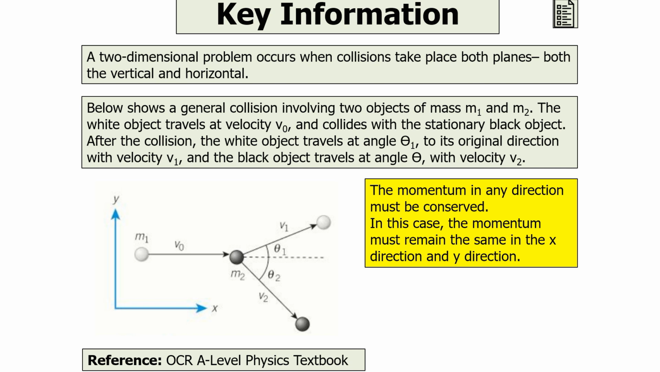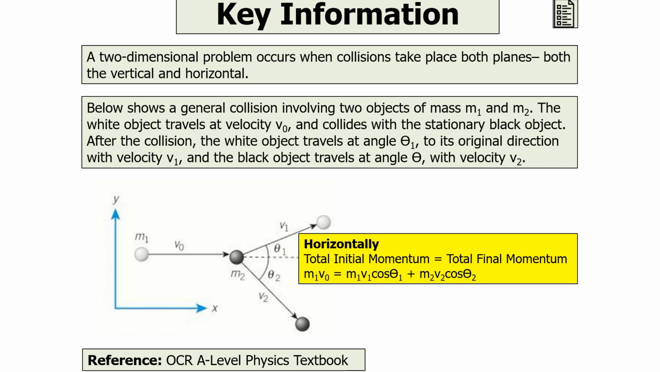So we can say, horizontally, the total initial momentum is equal to the total final momentum. So it'll be m1v0 is equal to m1v1 cos theta 1 plus m2v2 cos theta 2, because we're now looking at the horizontal component of the velocity. And vertically, we know that the total initial momentum is equal to the total final momentum. So 0 equals m1v1 sine theta 1 minus m2v2 sine theta 2. Again, we're now looking at the vertical component of the velocity.